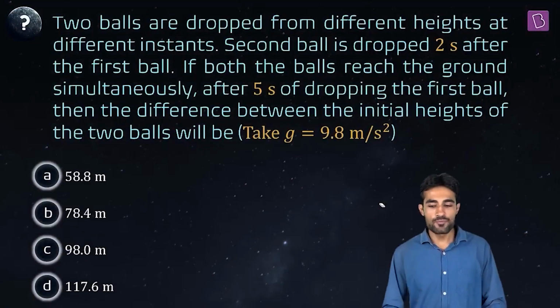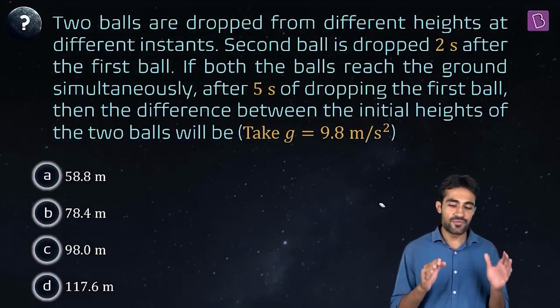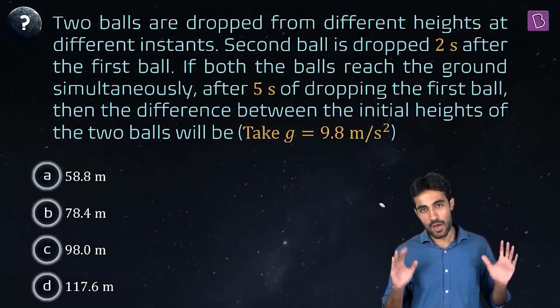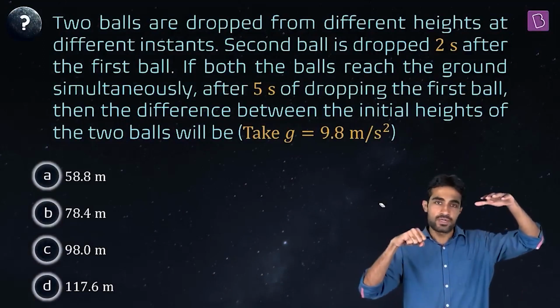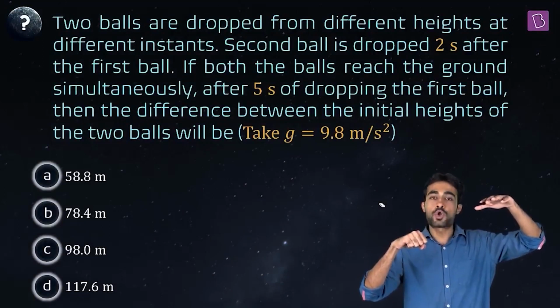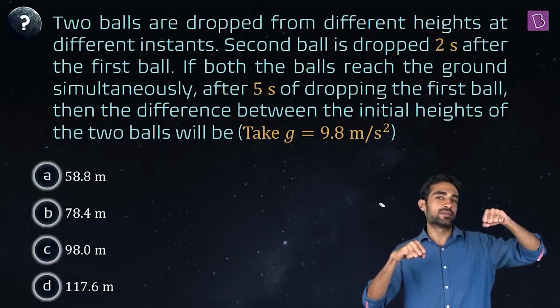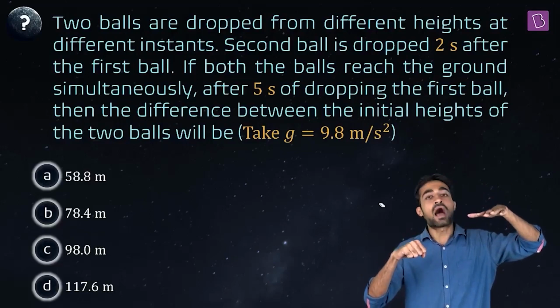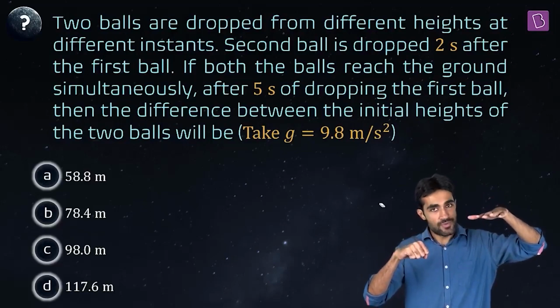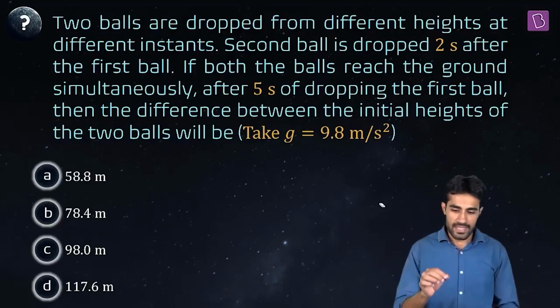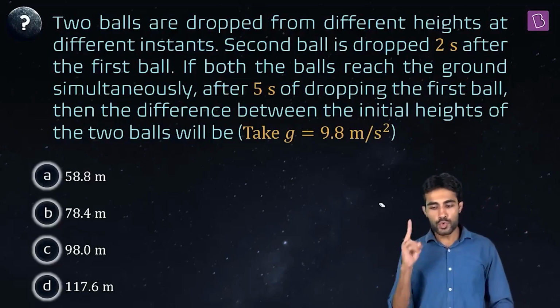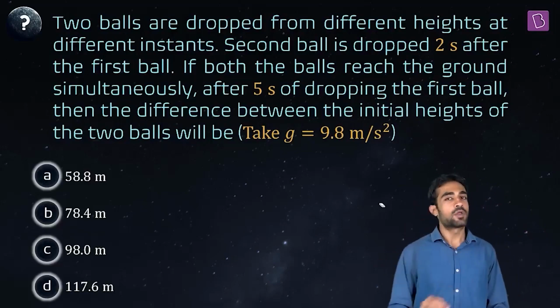Two balls are dropped from different heights at different instants. Now we are dropping the balls from different levels and we are not dropping them simultaneously. We drop the first ball and after waiting for some time, we will drop the second ball. The second ball is dropped 2 seconds after the first ball.